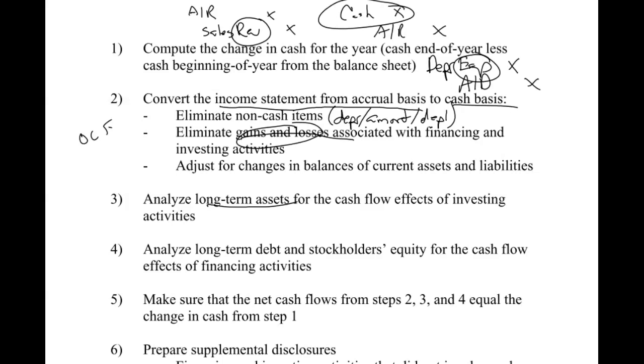And then we're going to adjust for changes in the balances of the current assets and current liabilities. Remember, current assets and current liabilities go in the operating section. So things that affect net income, and current assets and current liabilities, this third bullet point, those are what go in the operating section.